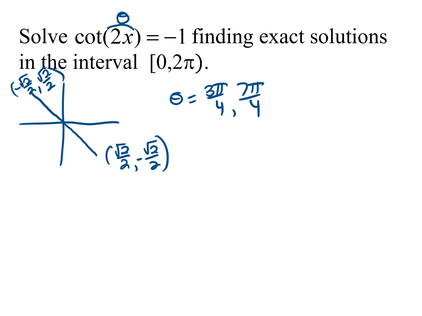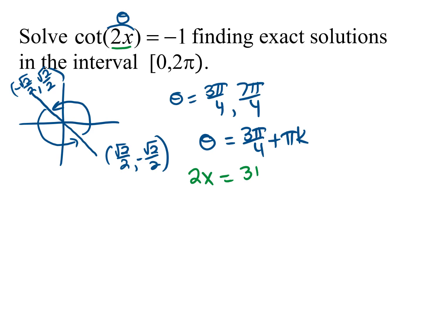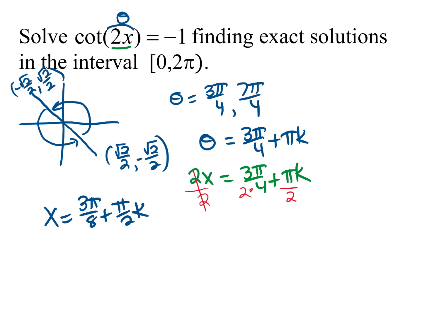Now, if we wanted to write all solutions, that would be when theta was 3 pi fourths plus pi k, because if we add pi, we're around to this solution, then add another pi around to this solution, and so forth. Now, we didn't have theta, we had 2x, so I'm going to replace the theta with 2x. That's 3 pi fourths plus pi k, and I'm going to solve for x, so I'm going to divide by 2, and I need to divide this by 2, and I also need to divide that by 2. So all solutions would be x equals 3 pi eighths plus pi over 2 k.